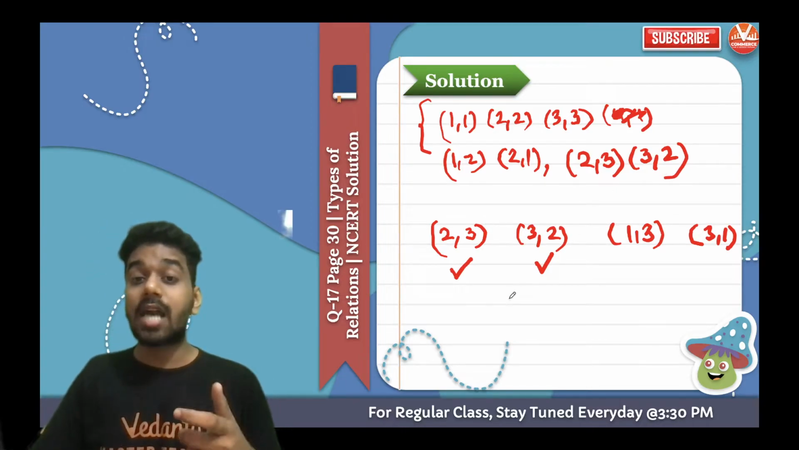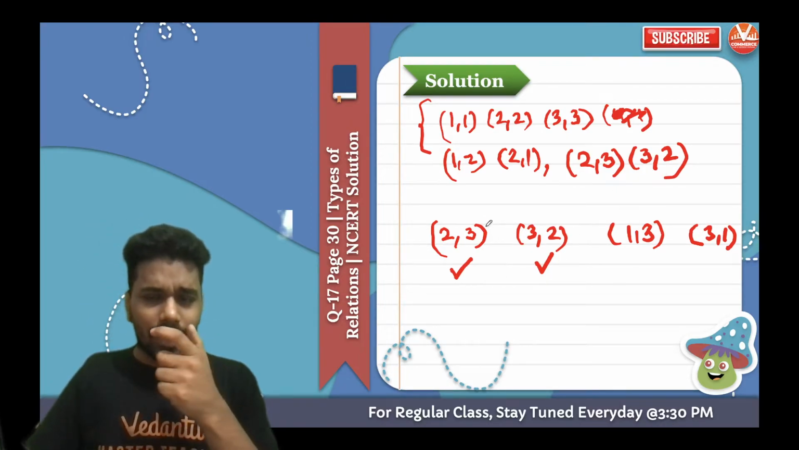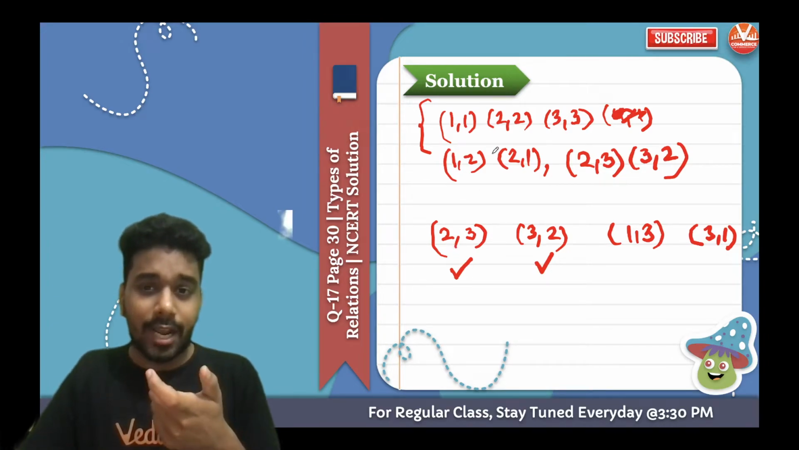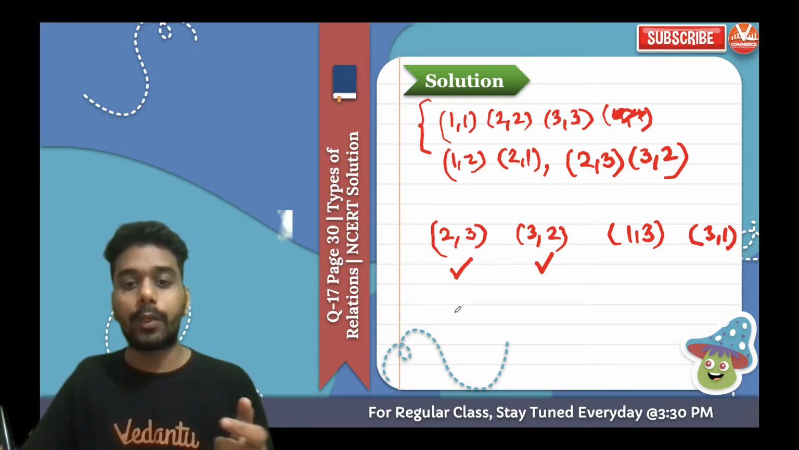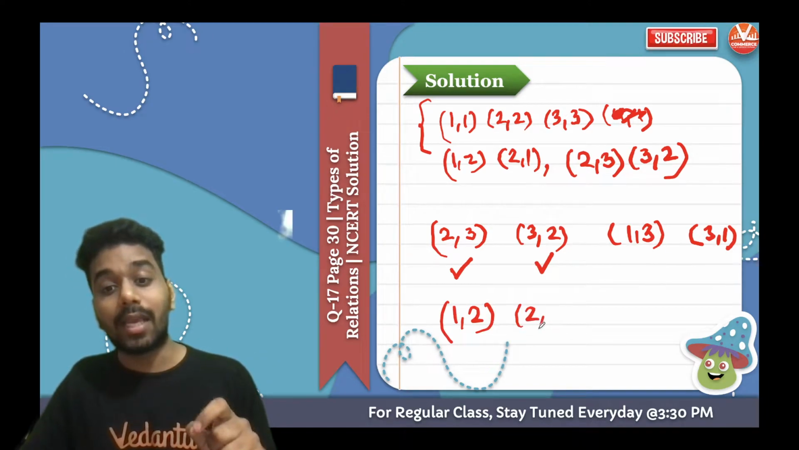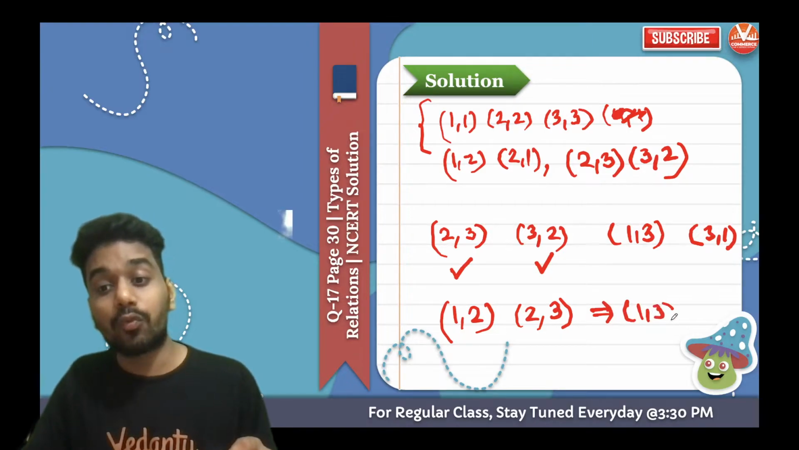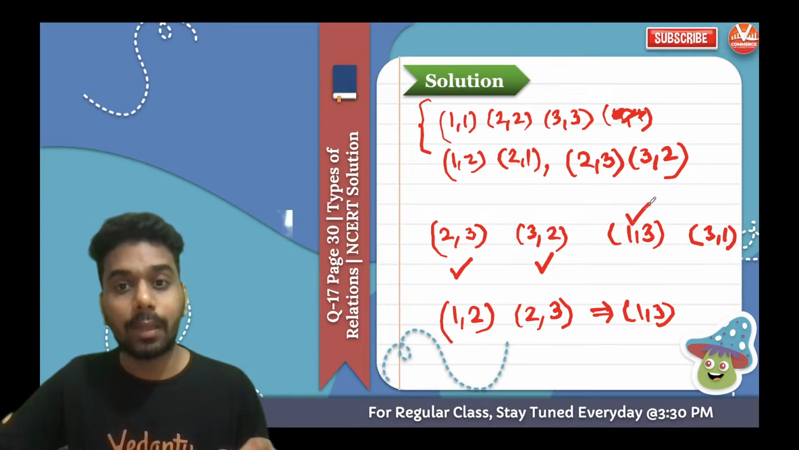Now after this, guys, you have to satisfy the condition of transitivity. Let's take anything which ends with 2. Let's take 1 comma 2. Now 1 comma 2 with 2 comma 3, that is A comma B, B comma C, says you must have 1 comma 3. So we must include 1 comma 3.